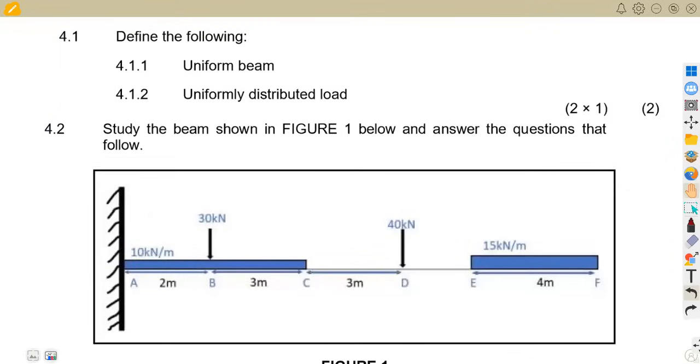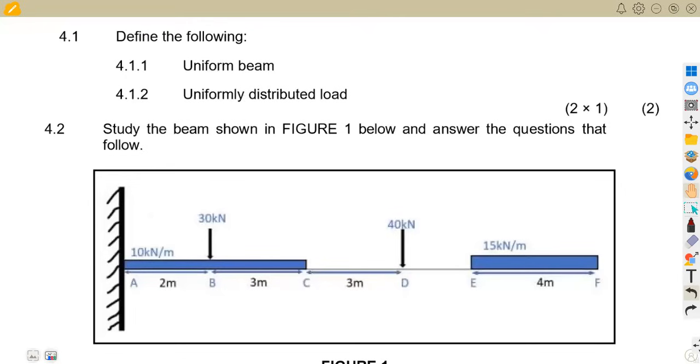Still on our revisions for engineering science, and we are working on the statics part. This is the August 2023 exams. We want to focus and see how we are supposed to attempt some typical questions. We were given the first part of the question: define the following. We've got the uniform beam and also the uniformly distributed load.